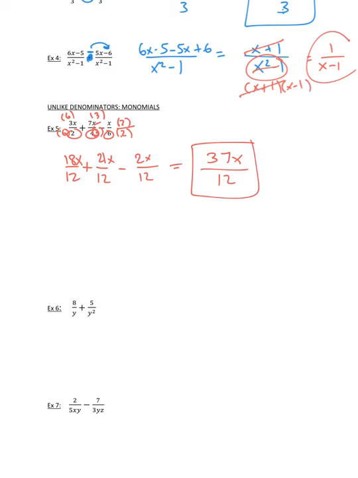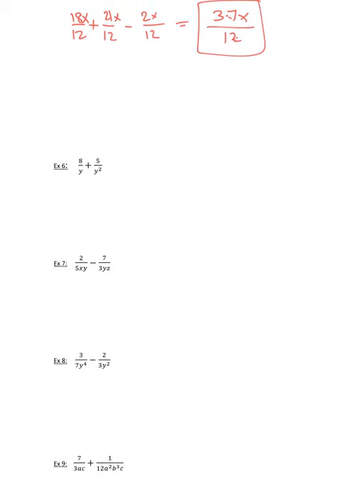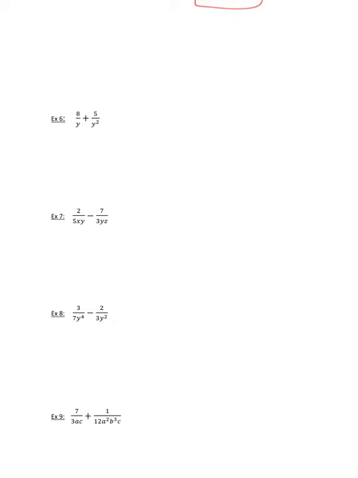I look to see if I can simplify the two monomials together, and they can't, so I leave it like that. In example 6, I need a denominator of y and a denominator of y squared. So here, you want the least common multiple, what they would both go into. So you want something that's going to be at least as high as the highest exponent. So they both would go into y squared.